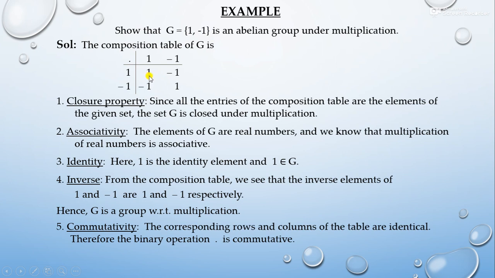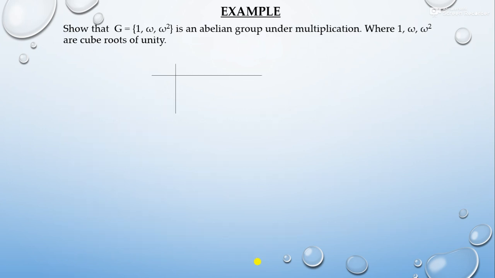You can see here all rows and the columns of the table are identical, means first row 1, -1 and first column 1, -1, second row -1, 1 and second column -1, 1. If the corresponding rows and columns of the table are identical, you can say that the commutative property holds. So we can say here the multiplication is commutative. So it is an abelian group under the multiplication. Clear? Okay, so let's do some other examples, then you will be clear.